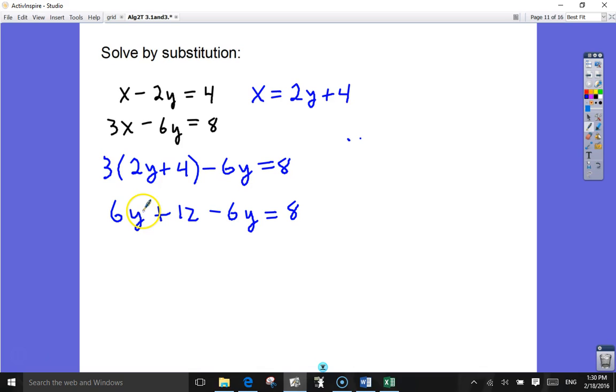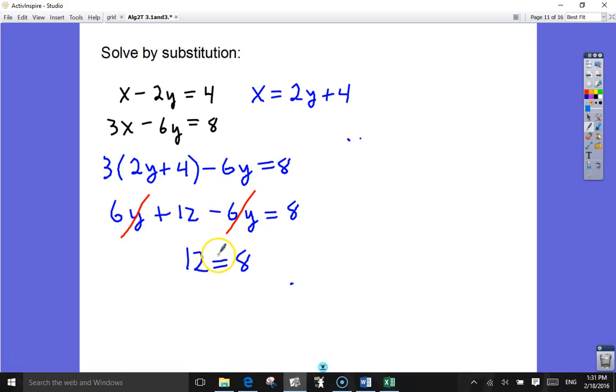The 6y's cancel. So all that I'm left with is 12 equals 8. What does it usually mean when we're solving something and we get something like that? There's no solution. Okay, so what does that tell you about those two lines? They're parallel. They never touch, right? So there is no intersection point. So we've done something that eliminated all the variables, which means the solution doesn't depend on the variables. It's either always true or it's always false. And this is false, right?